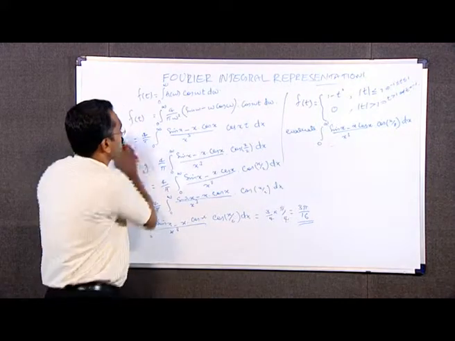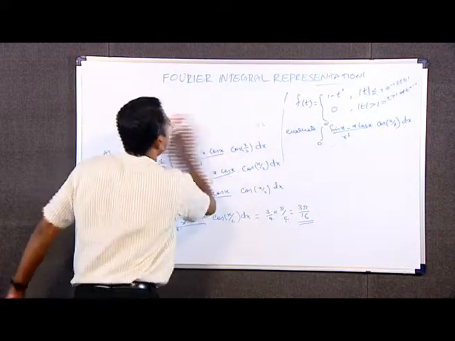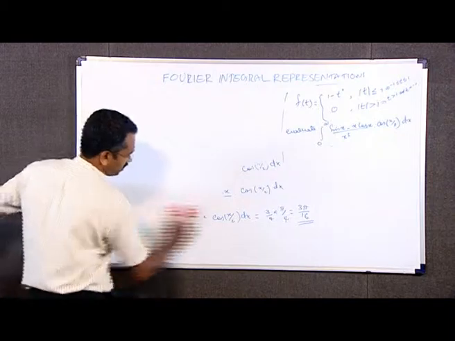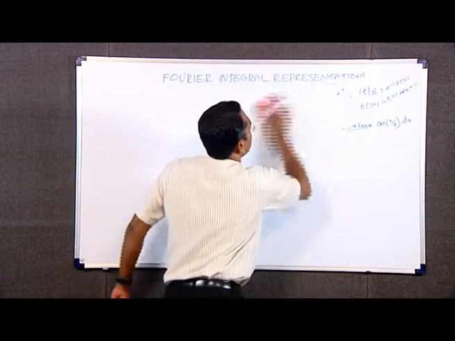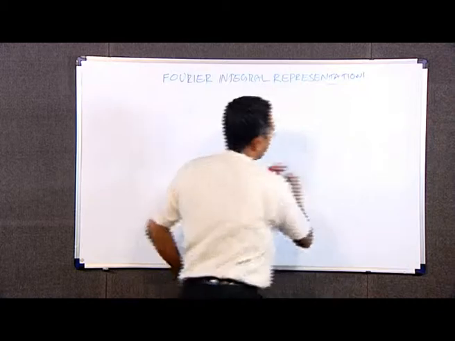Now, we have to consider another type of example using the Fourier integral representations.